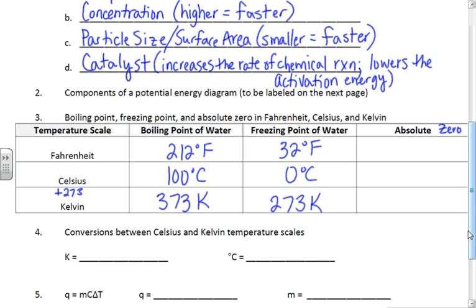And then absolute zero is the point where all molecular motion stops. All the particles stop vibrating, and that's going to occur at 0 Kelvin. The Kelvin scale is based off of this idea of absolute zero, and that's going to be at negative 273 degrees Celsius or negative 459 degrees Fahrenheit.